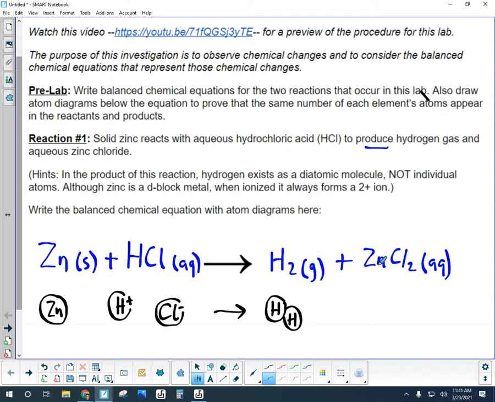And then the zinc chloride is aqueous, and this is an ionic compound. It gives us a reminder that zinc is always a +2 ion. So again, because it's aqueous, I'm going to draw a zinc +2 ion separate from 2 chloride ions, 2 different Cl- ions.